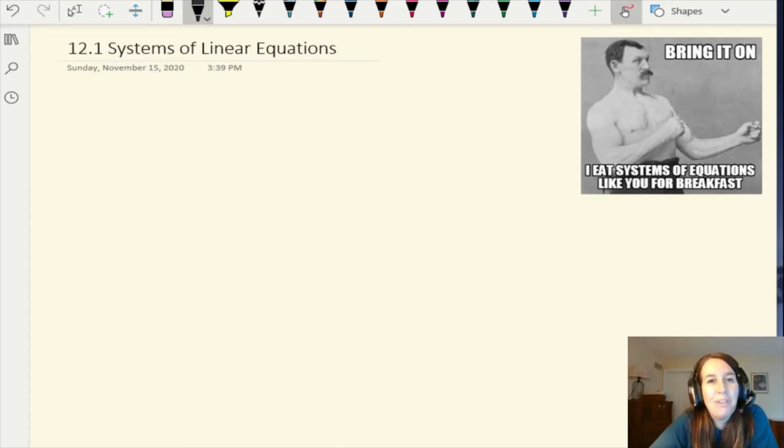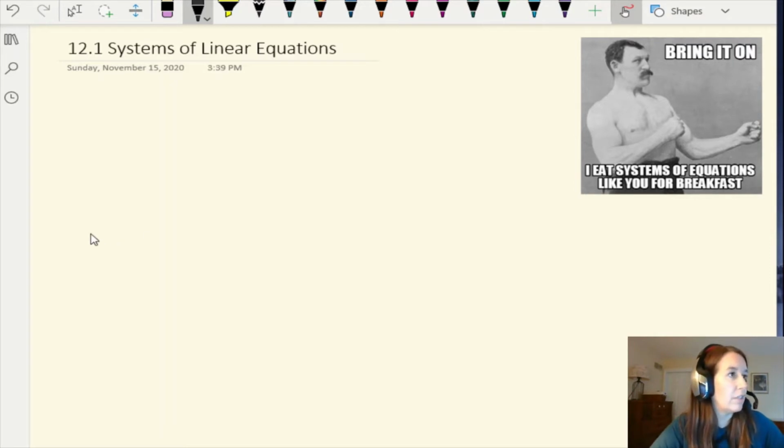In this section, we're going to solve systems of equations. We're going to start with two equations and two unknowns, and we're going to review the methods of substitution and elimination with a couple problems and see what the possible solutions may be.